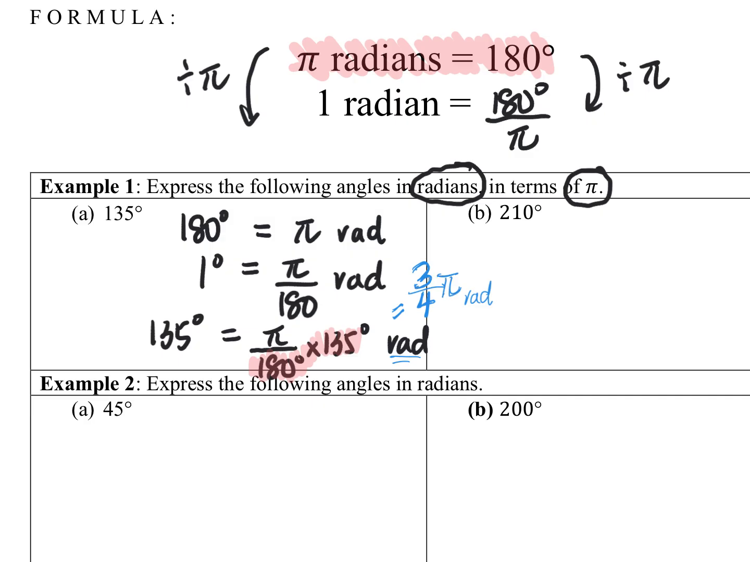Okay, so same thing, we repeat the whole process. 180 degree is pi radian. After a while, if you get better, you can skip steps. So 210. This one. You just key in 135 over 180. Leave out the pi.